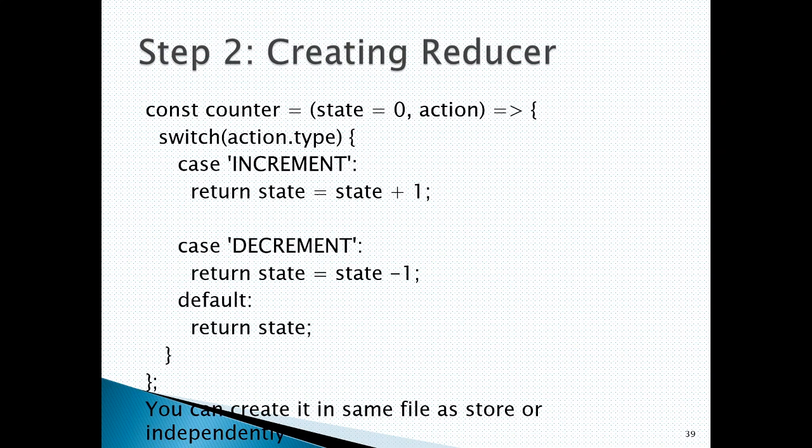In our second step, we have to create the reducer function. This is the same example where we have created a counter with state 0 and actions. And what are the actions? We have defined the action.type. We have 2 actions applied, one is increment and one is decrement. In both cases, we are adding to the state, and we are decrementing the state.